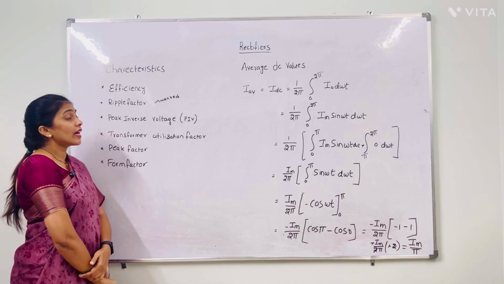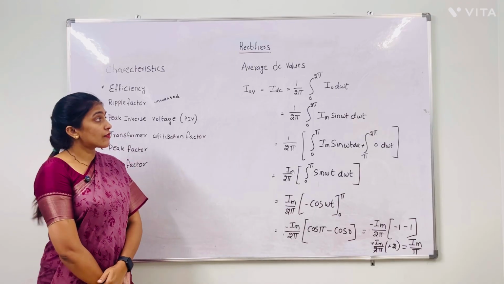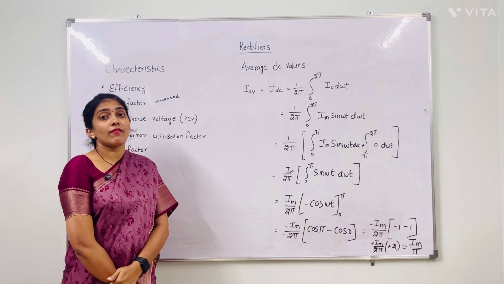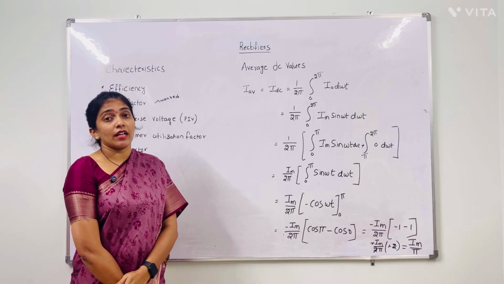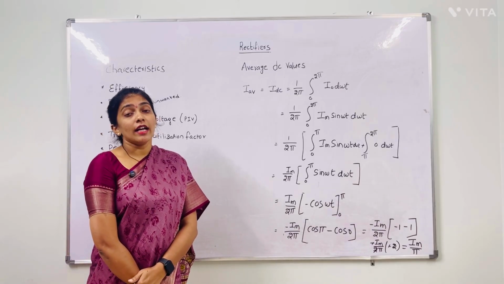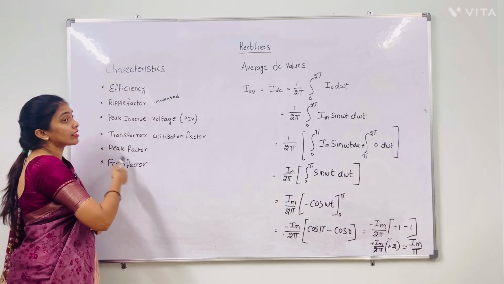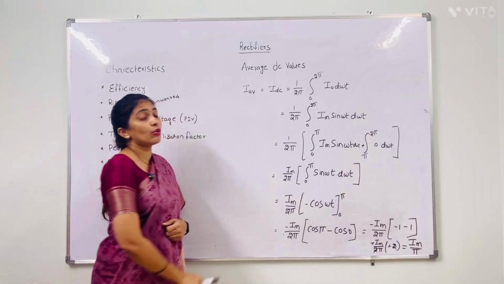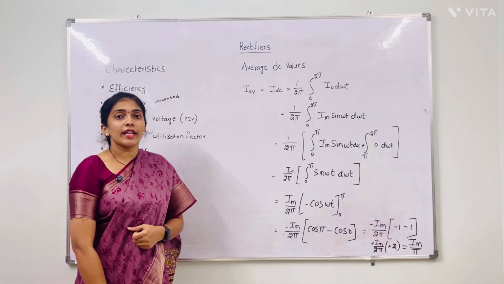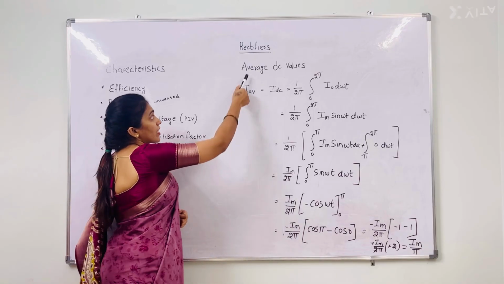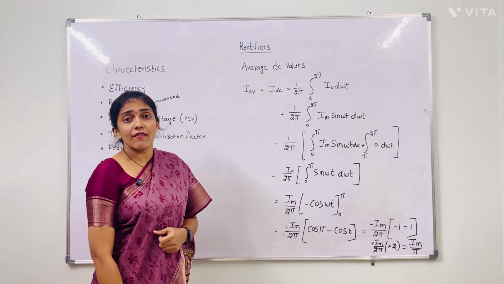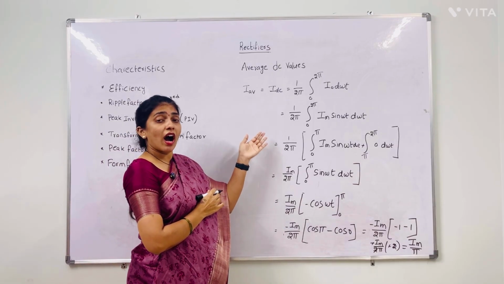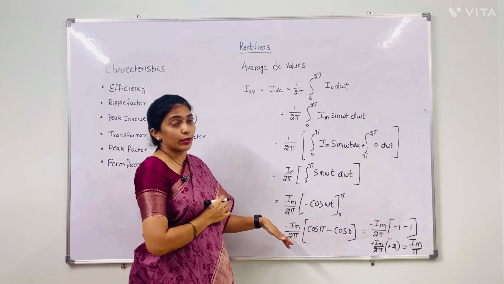Before going to calculate these characteristics, first we need to find out the average DC value and RMS values of output voltage and output current, input voltage and input current. First we need to find the average DC value, right? We calculate the current value first, and after that we can calculate the voltage value.